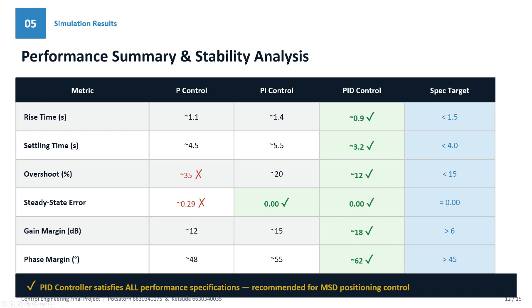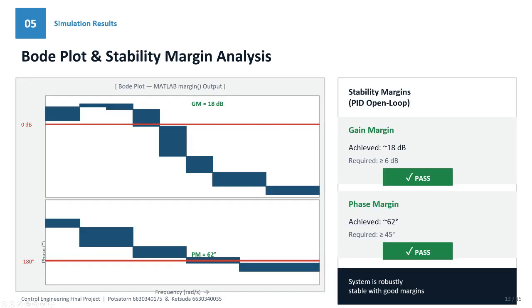Beyond just looking at the time response curves, we also conducted a frequency domain analysis to ensure stability. We generated a Bode plot to calculate the system's safety margins. Our design achieved a phase margin of 62 degrees. In control theory, a phase margin between 45 degrees and 60 degrees is considered ideal for a stable and robust system. This 62-degree margin indicates that our system will remain stable even if there are slight changes in the physical mass or unexpected friction in the real-world environment.